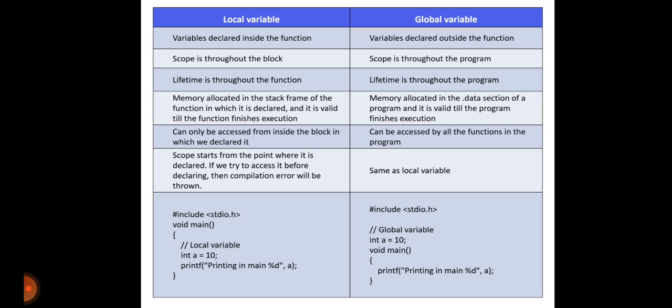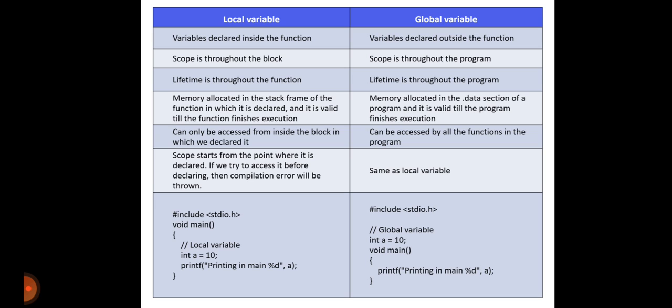So local variable is what? Variables declared inside the function are called local variables, and the variables declared outside the function are called global variables. Then scope is throughout the block in local, and scope is throughout the program in global variable. Also in local variable, lifetime is throughout the function, and in global, lifetime is throughout the program.